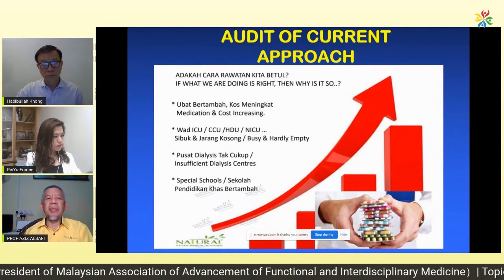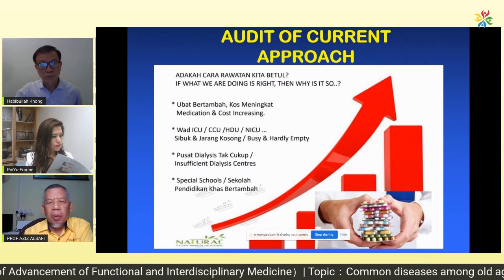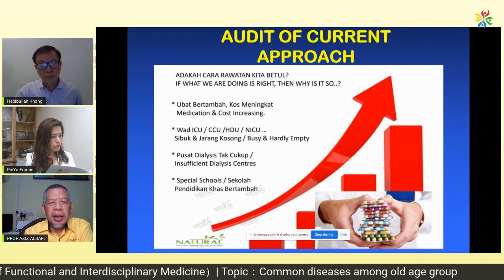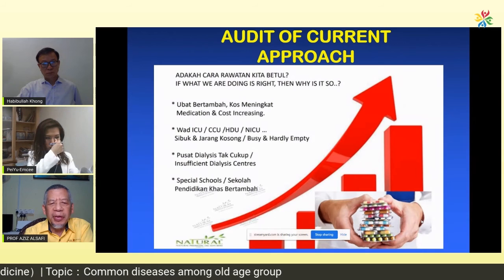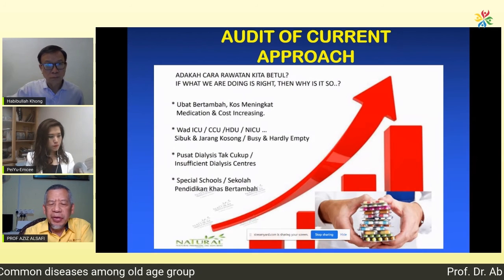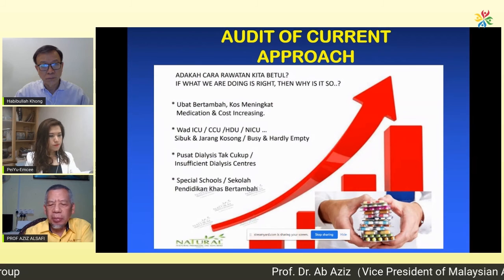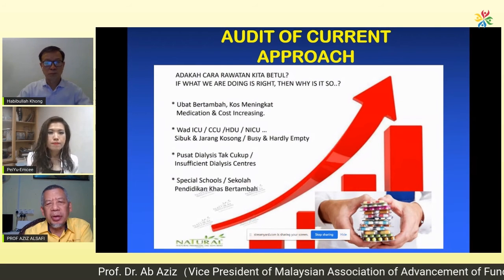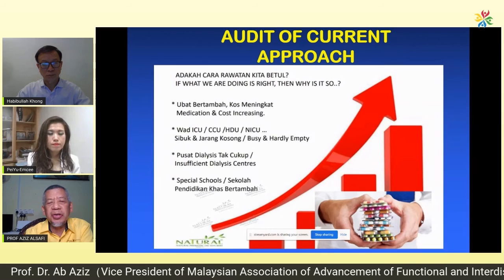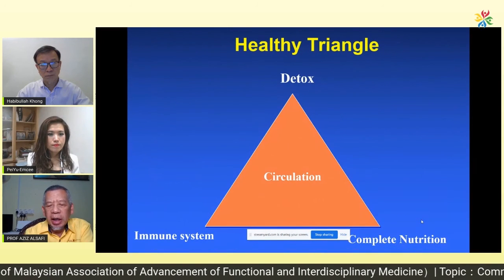So what is the current approach? With the current approach, you can see the problems that we have at the moment: medication and cost increasing, wards so busy and full, insufficient dialysis centers, and all these problems happening. So in order to stop this graph from going up with all these medical problems, we have to change the perspective. We have to change the way that we look.